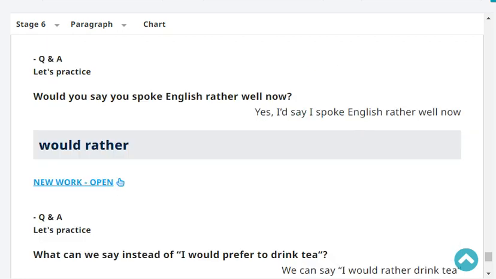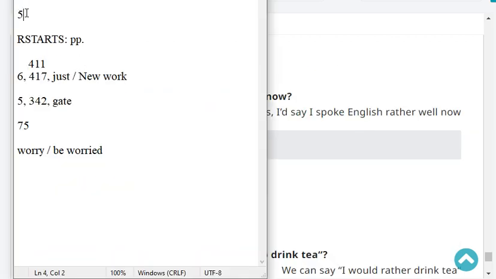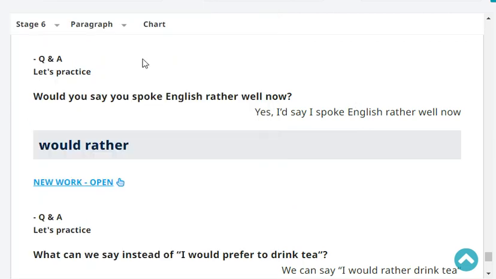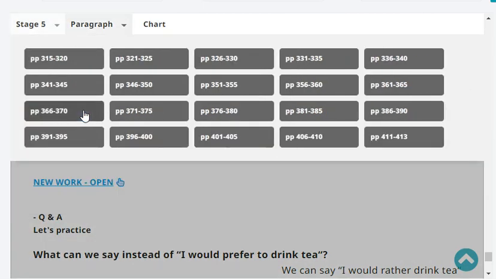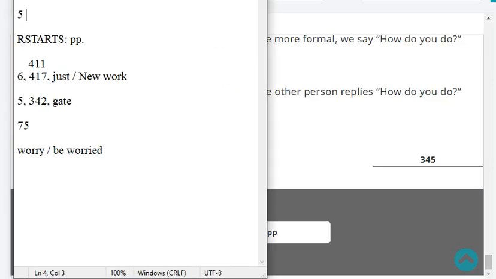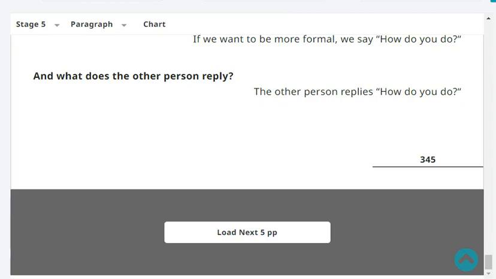Okay, so now let's move on to reading. Okay. Very good. So our reading is at stage 5, page 342. And the last headword was gate. Okay, start with headword worry, be worried. Okay.